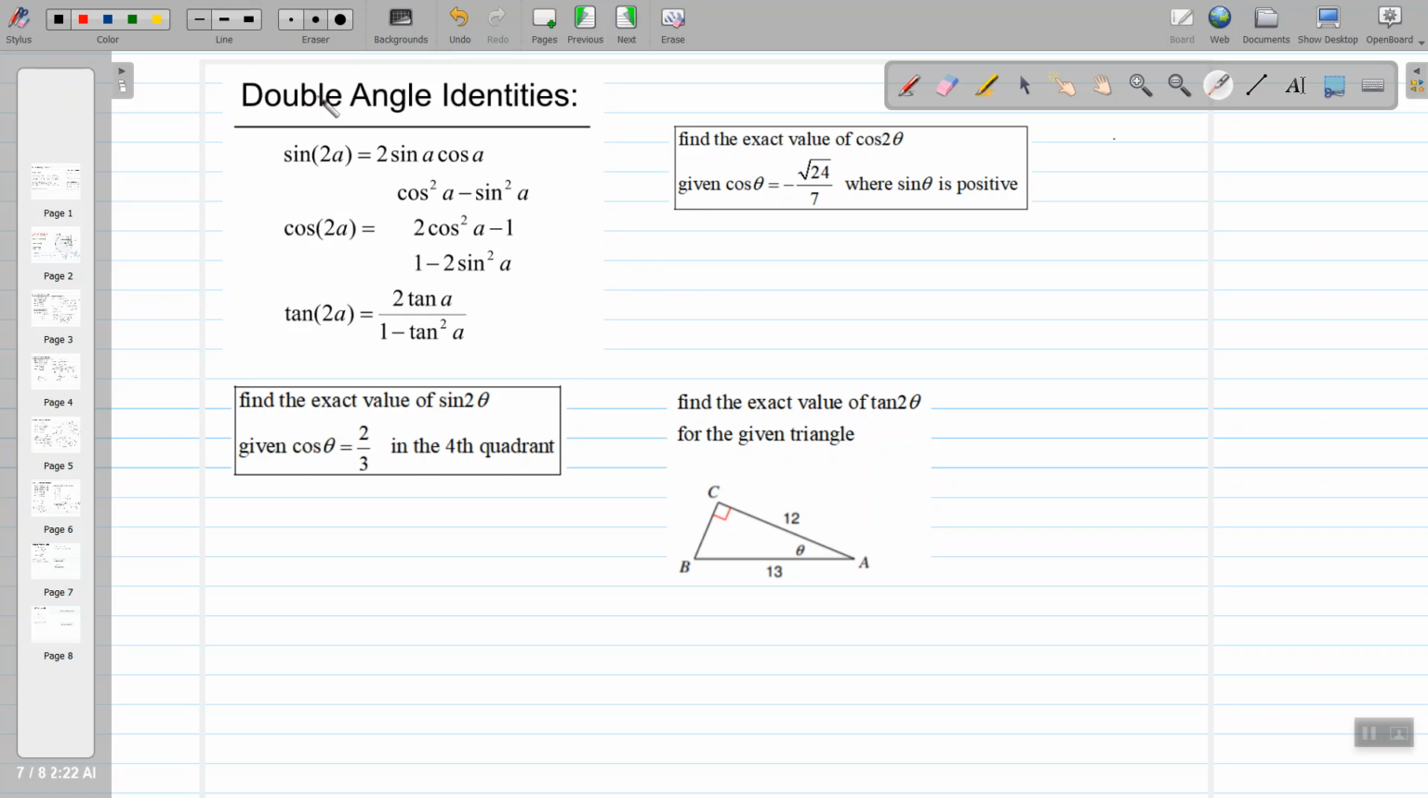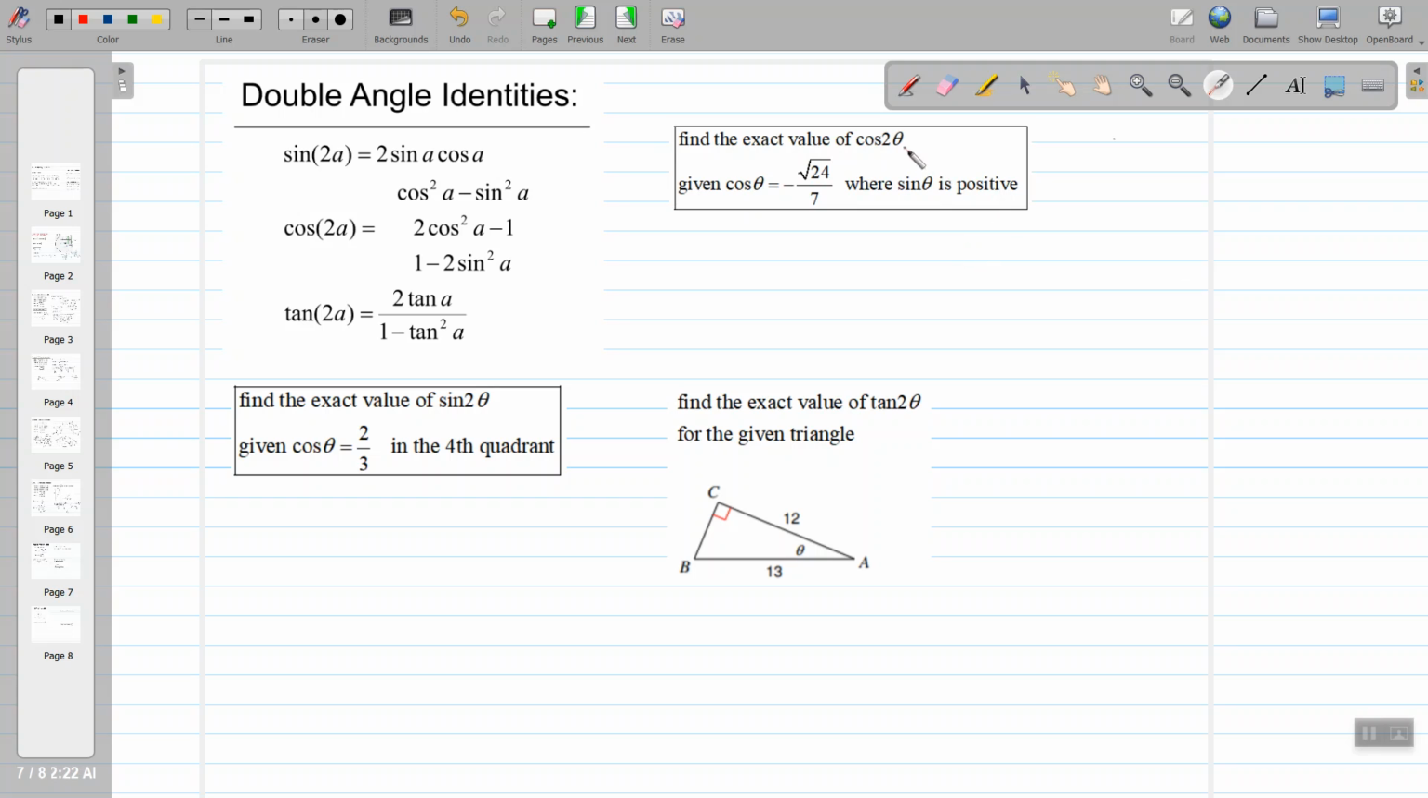All right, let's take a look at the double angle identities now. We'll start with this problem over here. Find the exact value of cosine of 2 theta, given cosine theta is equal to -root 24 over 7, where sine theta is positive.